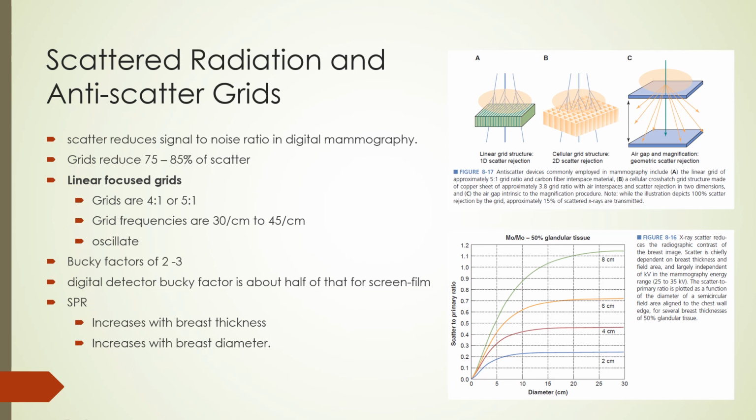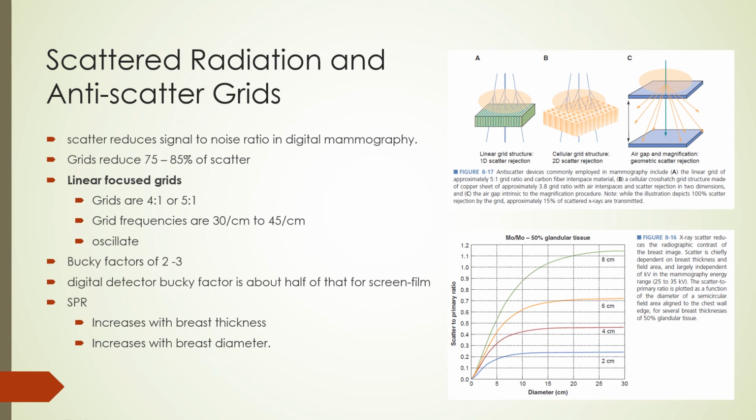On this slide, we shall first talk of the linear focus grid. This is shown in figure A above. This grid has typical frequencies of 30 per centimeter to 45 per centimeter and a grid ratio ranging from 4 to 1 to 5 to 1. Grids oscillate during exposure to avoid grid line artifacts. For mammography grids, the Bucky factor is between 2 to 3, leading to doubling or tripling of the breast dose, but the benefit is improved image contrast by up to 40%.